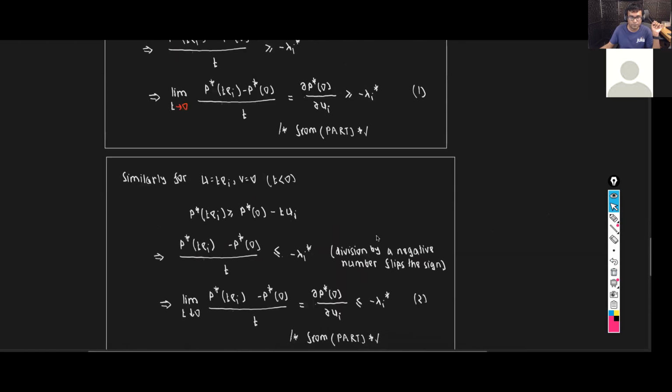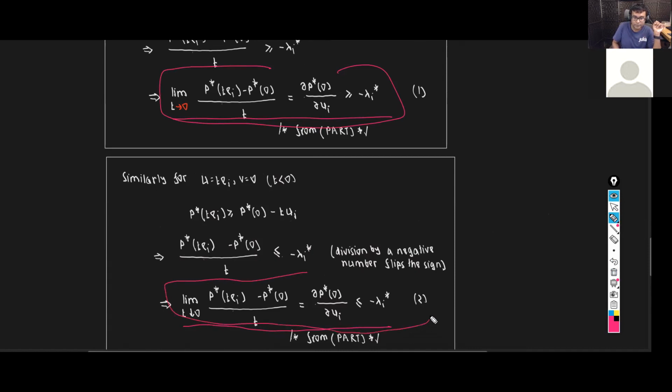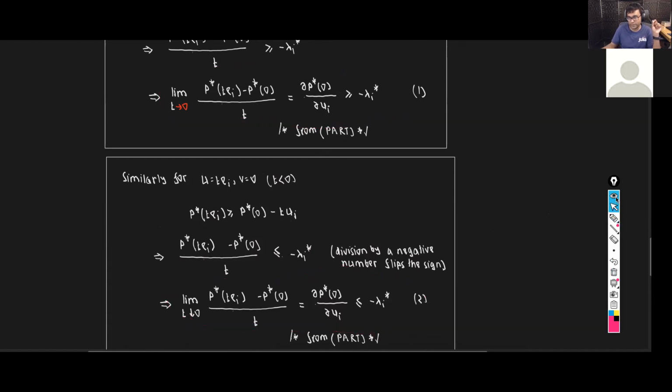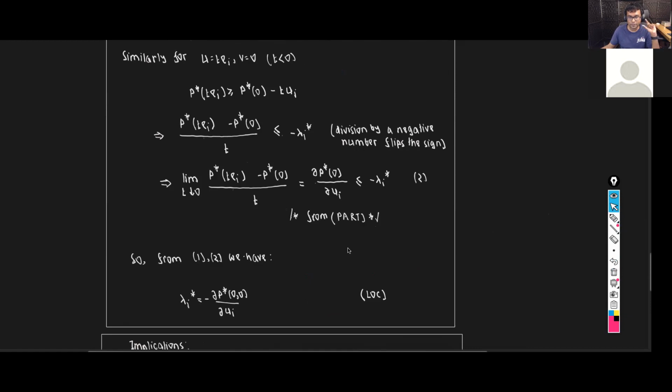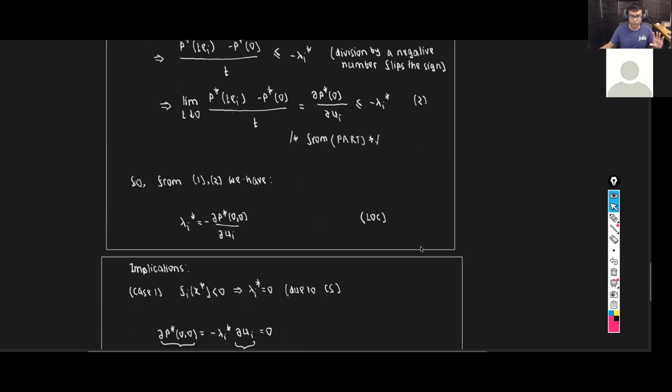Essentially, if I look at both of them, the first one is saying that the limit is greater than or equal to minus lambda_i star, and in this case I am seeing that the limit is less than or equal to minus lambda_i star. So the only possibility is that the limit has to be equal. And this leads us to the local sensitivity proof. Okay, so any question about this?